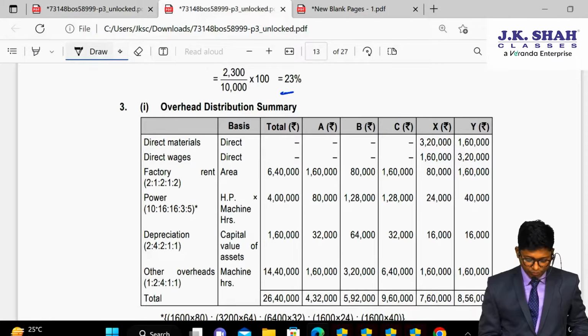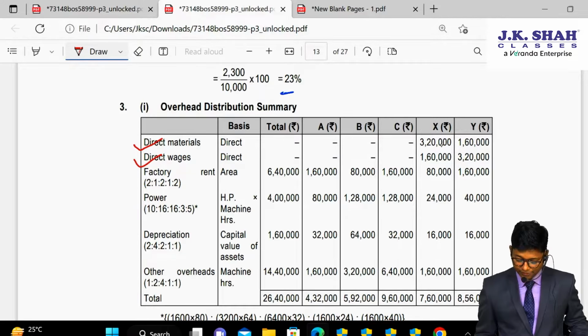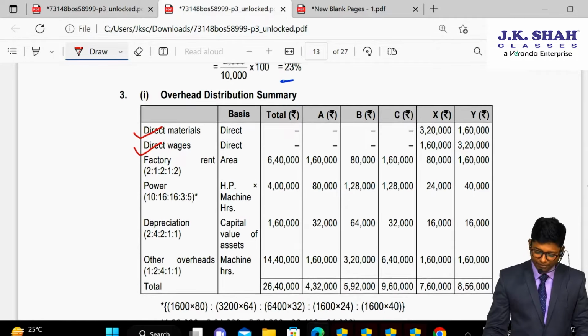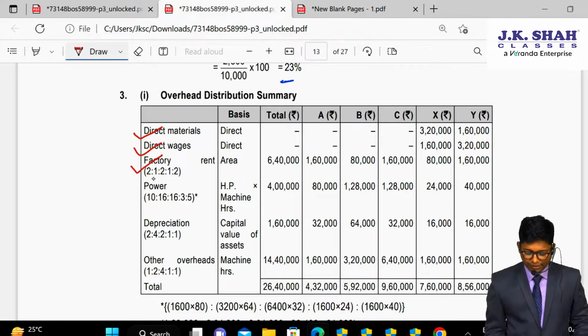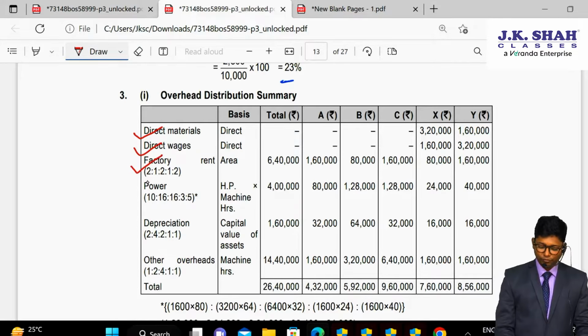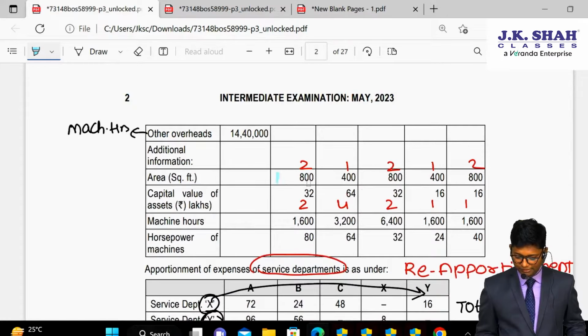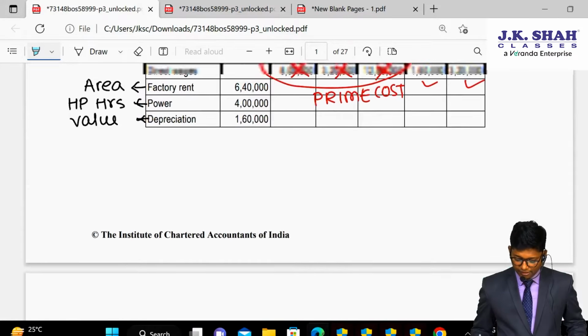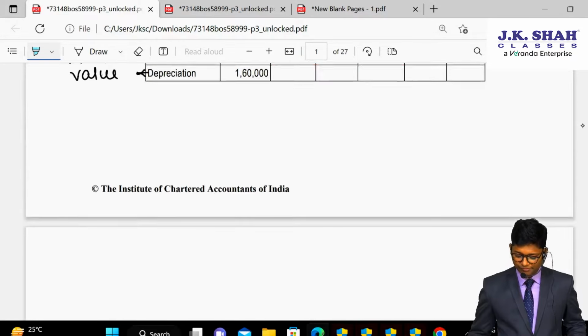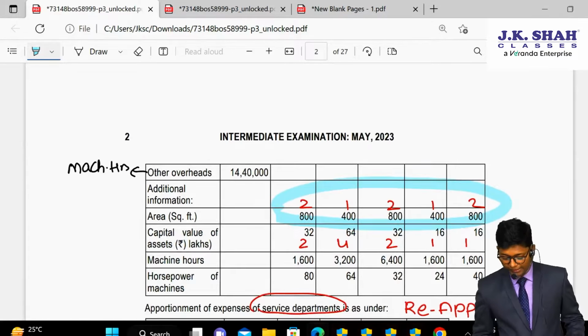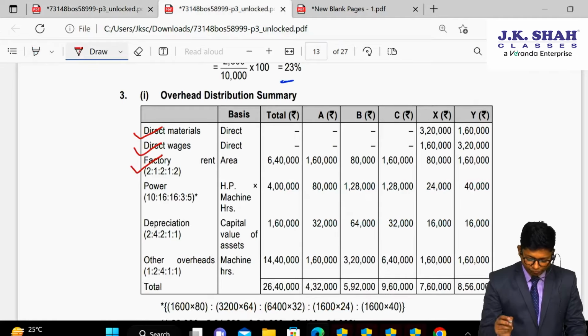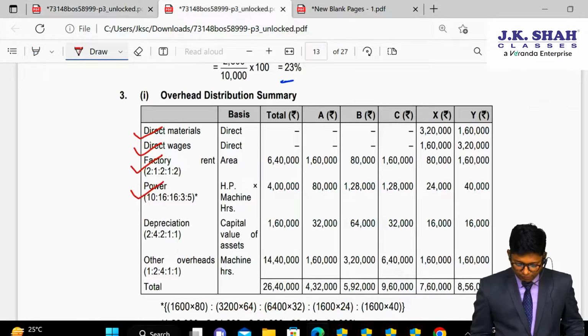Now, very first, according to our discussion, if you have noticed, direct material and direct wages are not considered for production department, they are considered only and only for service department. Factory rent is the formula and ratio of 2:1:2:1:2, that is the area's ratio, and area's ratio we already discussed. See, this is the ratio, and entire amount of 6,40,000 is bifurcated in the ratio of 2:1:2:1:2.